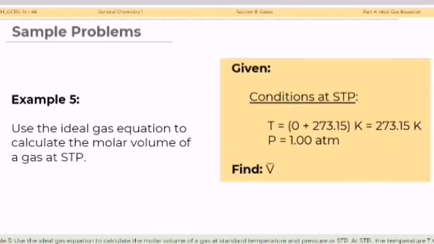Let's have example number 5. Use the ideal gas equation to calculate the molar volume of a gas at standard temperature and pressure, or STP. At STP, the temperature, or T, is equal to 0 degrees Celsius, which is equal to 273.15 Kelvin, and pressure is equal to 1.00 atm. What is asked is the molar volume.